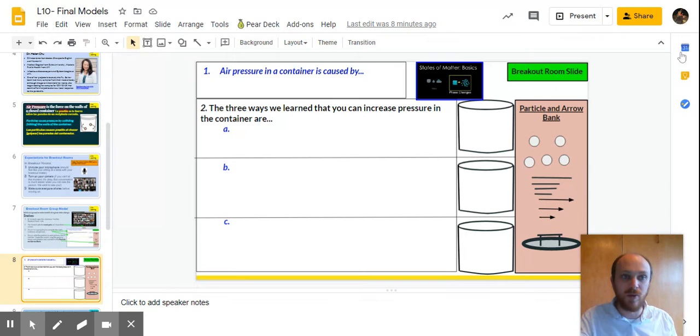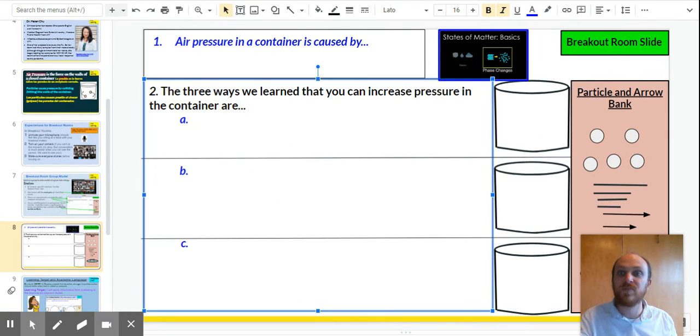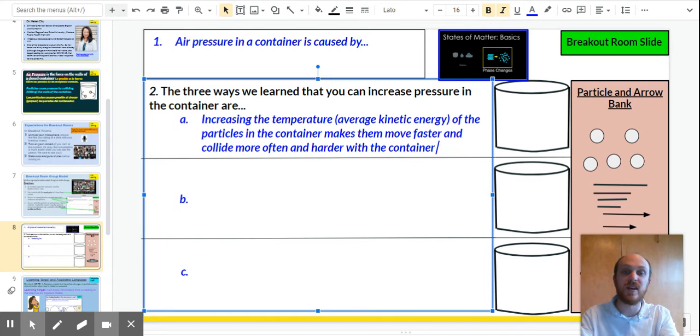I'm going to do one with you right now. One of them, one that you guys probably know about already, is increasing the temperature or average kinetic energy of the particles in the container, which makes them move faster and collide more often and harder with the container walls. Boom. Okay, so I'm going to model that real quick.